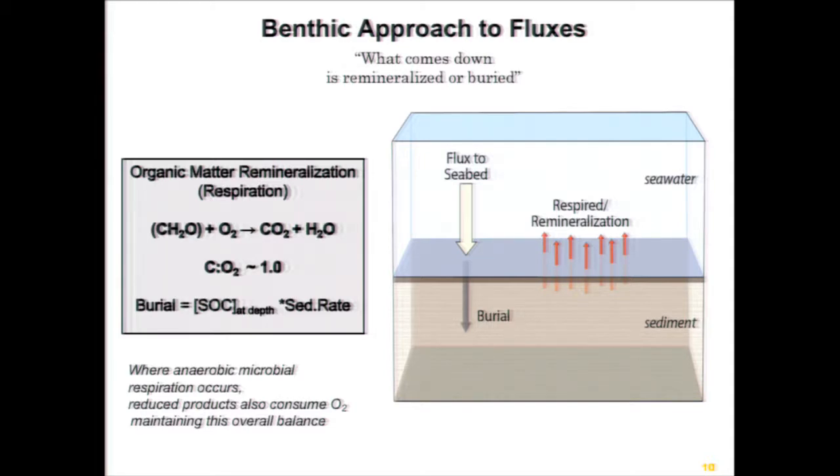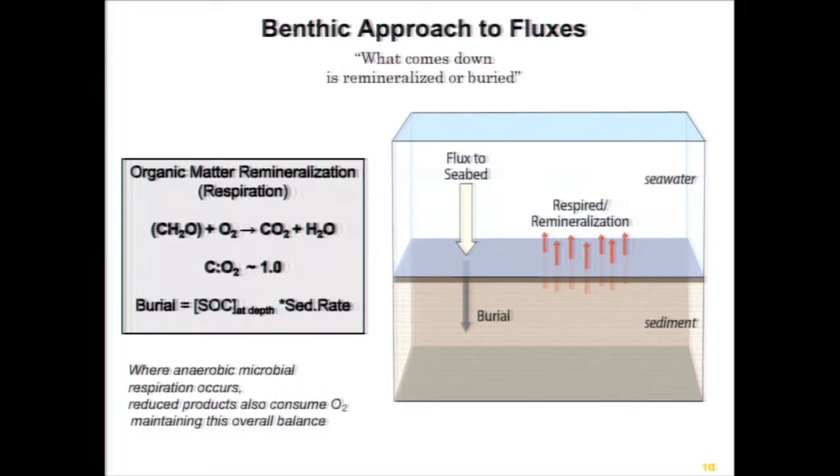So again, the idea to assess a flux to the seafloor, and it could be for carbon or silica or any part of the biogeochemical cycles, is that the flux to the seabed has to be equal to the sum of what is remineralized and what gets buried. And in the case of organic carbon in the deep ocean, almost all of the flux is remineralized. So if we measure that remineralization rate, we have a good measure of the carbon flux to the seafloor.